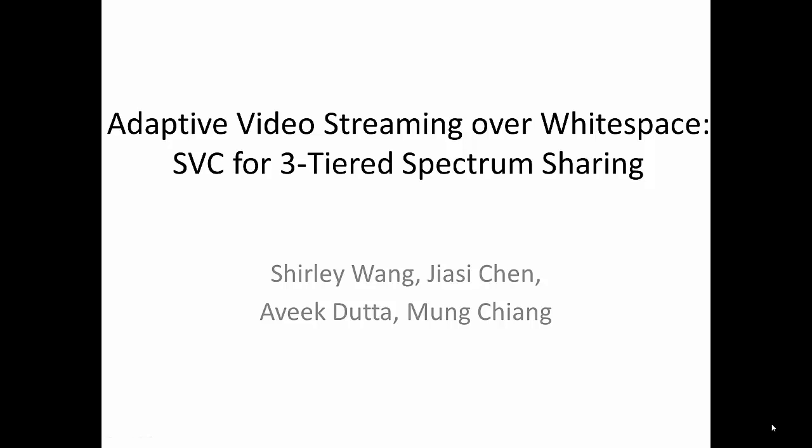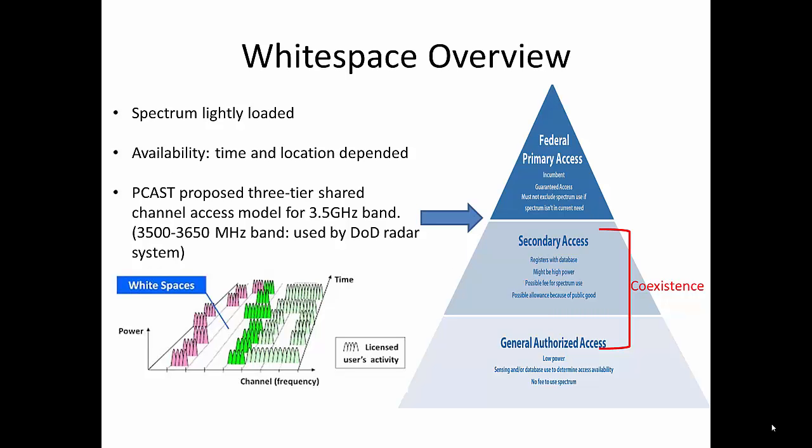Today I'm going to talk about adaptive video streaming over Whitespace. Whitespace are the frequency bands that are originally assigned to be exclusively used by incumbent users, like TV broadcasting or factory use. But because those bands are not heavily loaded, as illustrated in this picture, for some frequency bands they are not used at some time or at some locations. FCC proposed that when there is no incumbent users, these channels can also be used for local wireless communications to compensate the increasing internet traffic.